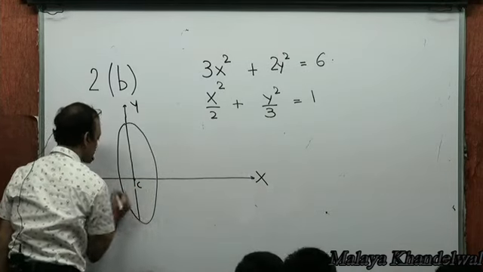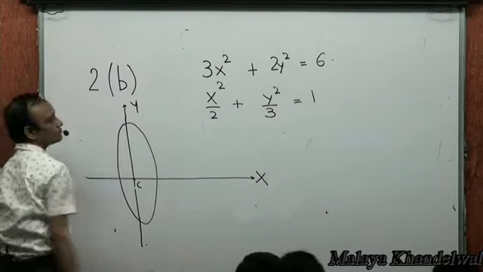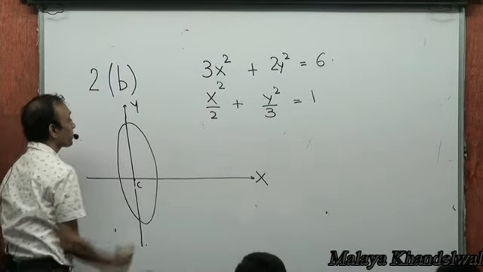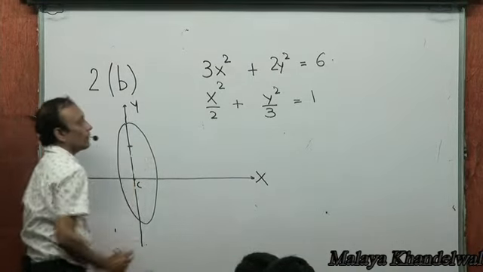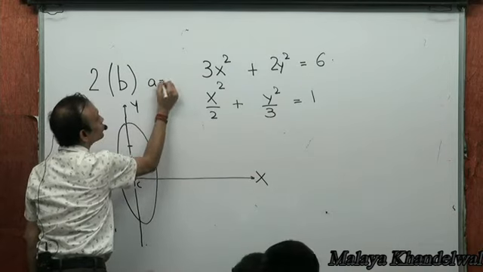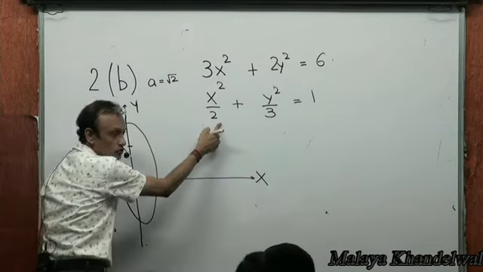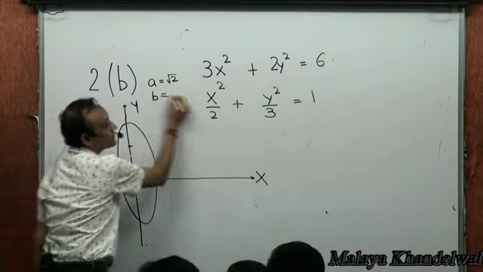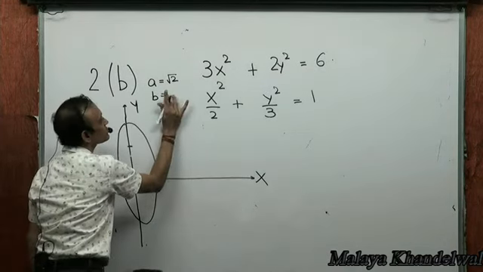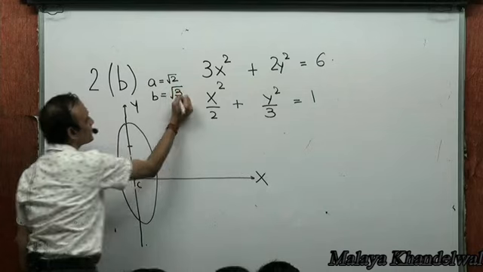The origin is the center, right? A is root 2. A squared is 2, so A is root 2. B is root 3. B squared is 3. B is root 3, right?